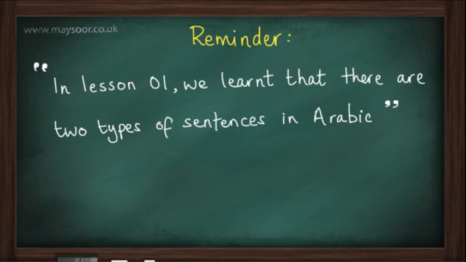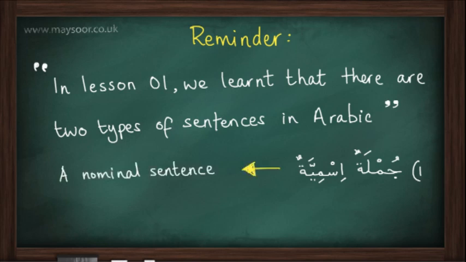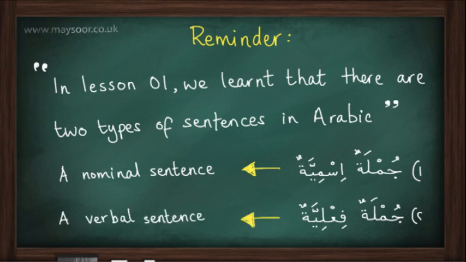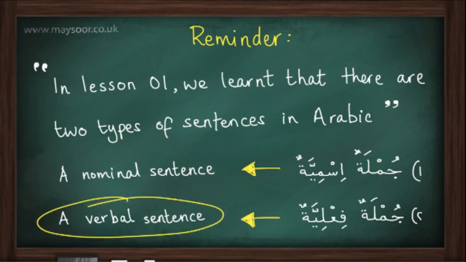In lesson 1, we learned that there are 2 types of sentences in Arabic. Number 1, Jumalatun ismiyatun, a nominal sentence. And number 2, Jumalatun fi'liyatun, a verbal sentence. We have already covered some of the rules pertaining to a nominal sentence in lesson number 2. So in this video, we're going to take a brief look at some examples of Jumalatun fi'liyatun, a verbal sentence.